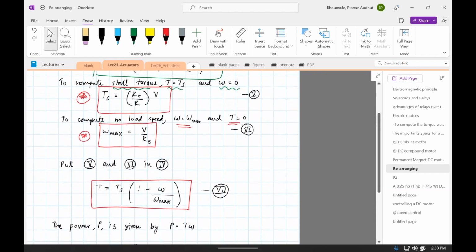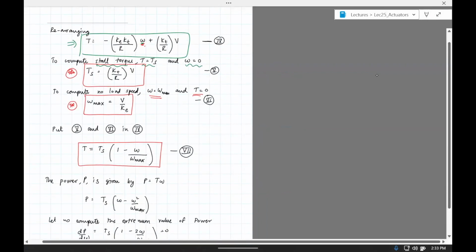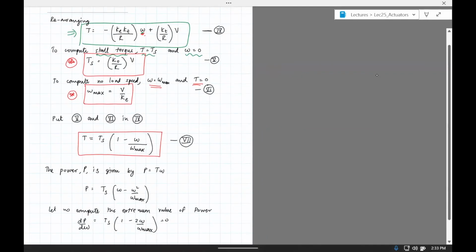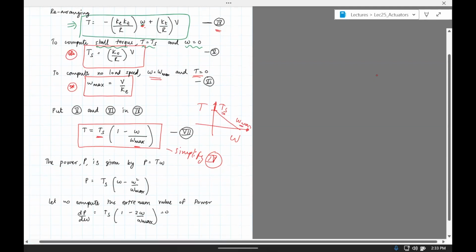So what you can do is, you can in fact simplify equation 4 only in terms of stall torque and omega max. In fact, if you look at this, this equation gives you a straight line which has intercepts of Ts on the y-axis and omega max on the x-axis.